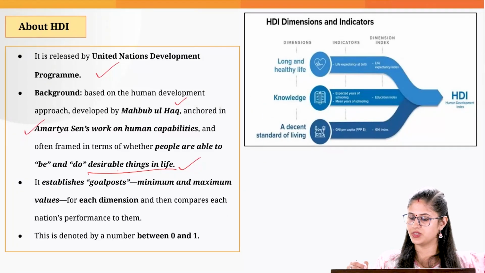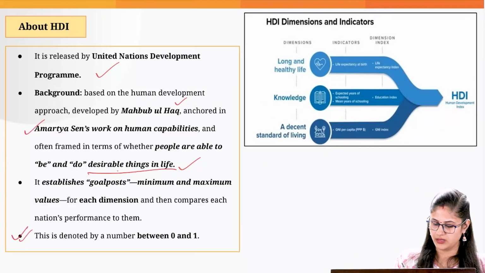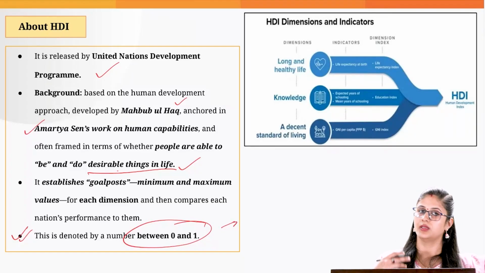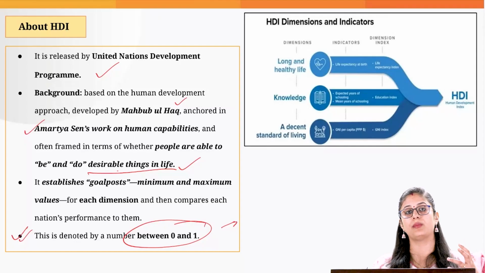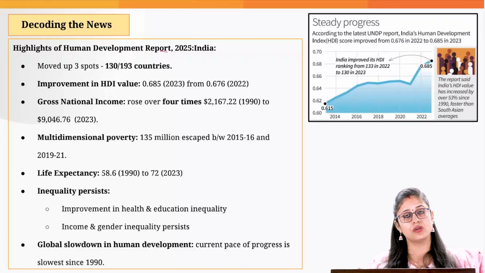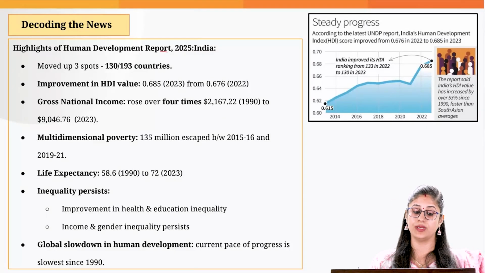Now when it comes to your HDI, it is roughly between 0 and 1. So if you are close to 1, that means the human development indicators are quite good when it comes to a particular country, and if you are close to 0, that means the country is not taking care of human development. Now let's look into what the report has to say when it comes to India's performance.